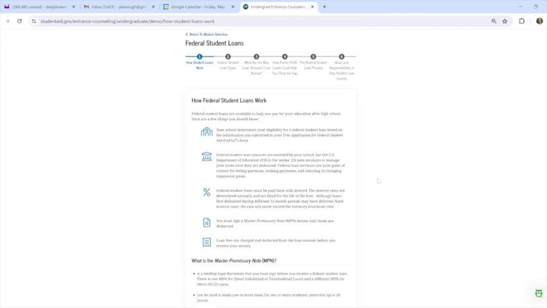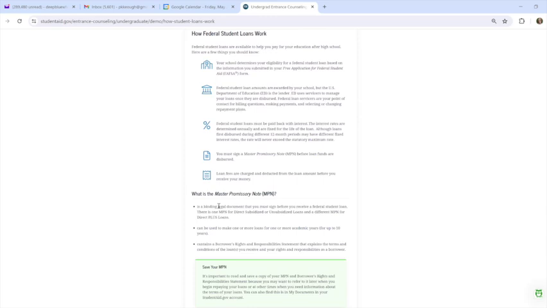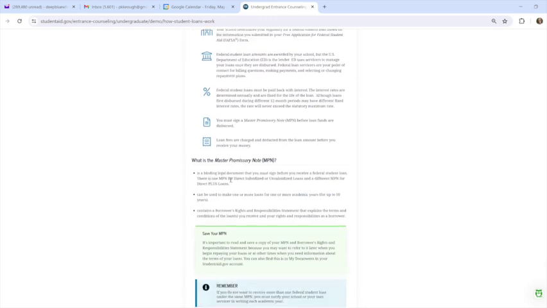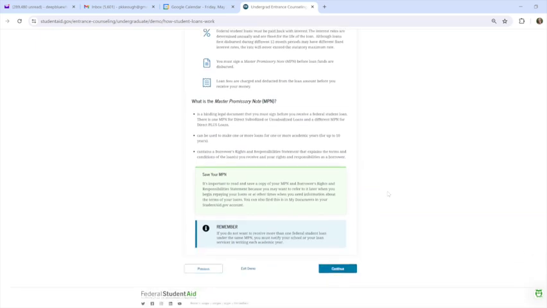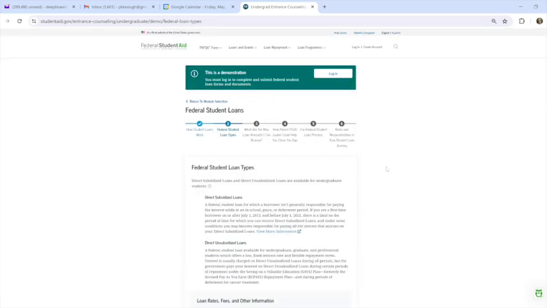Okay, how do they work? You want to read through this. It's very important to understand, like I said earlier, what you're getting into. So you want to read through the different bullets here. And then there's also something called a master promissory note. So once you go through this counseling, you will actually be signing that. And that's, as it says here, a binding legal document that says you are responsible for this loan. So that's another piece of the puzzle, but you have to do this part first.